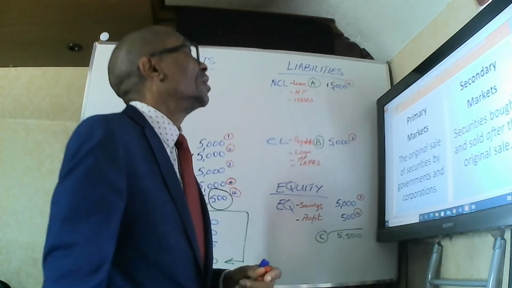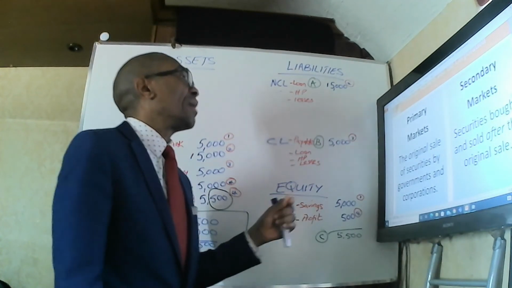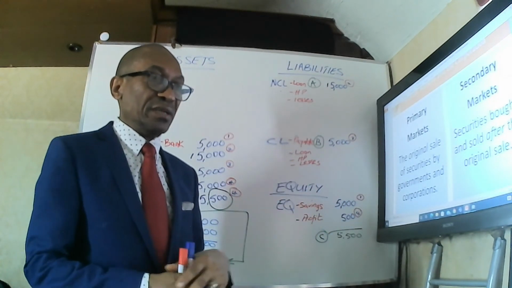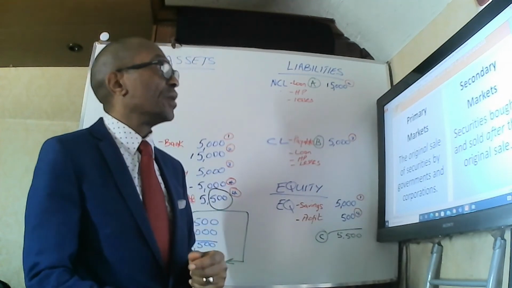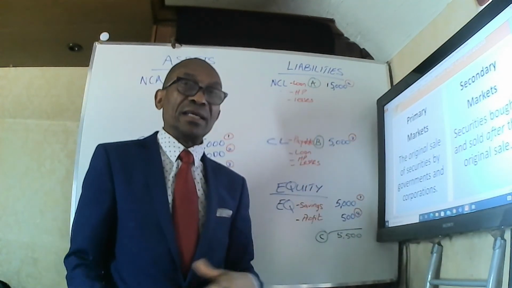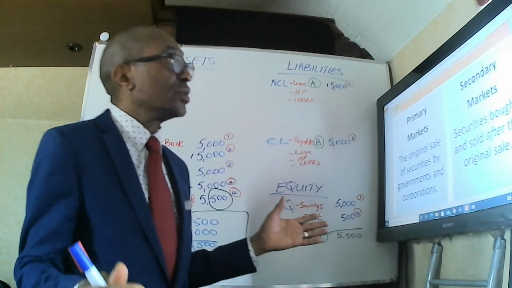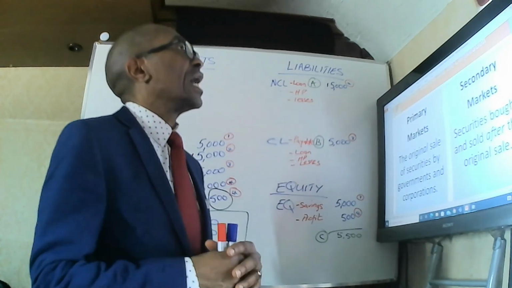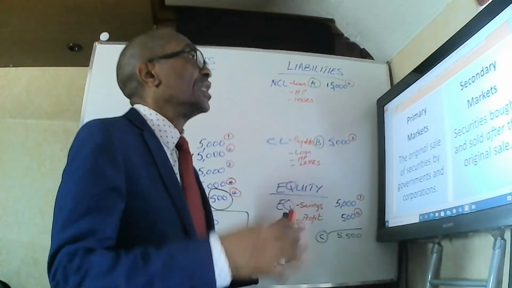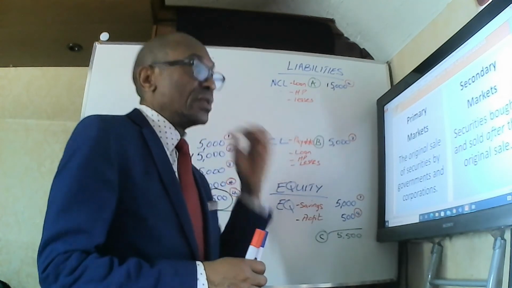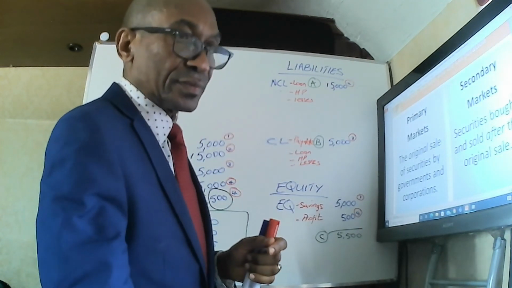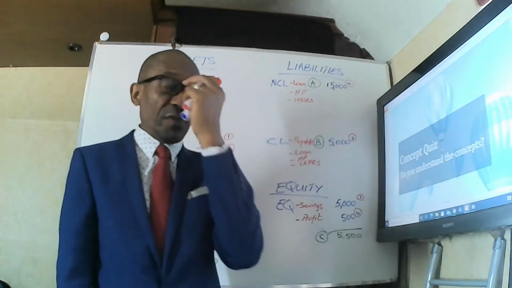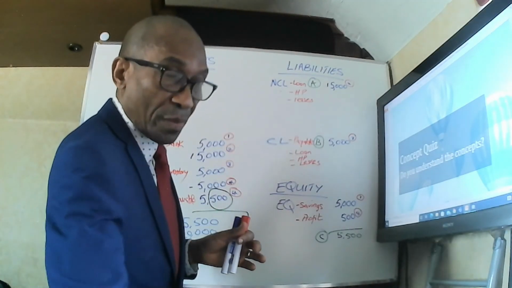There's what we call the financial market and the corporation. We have the primary market, where the original sales of securities by governments and corporations take place. The secondary market is where securities are bought and sold after original sales. Like when shares are issued, you get them in the secondary market where they can be bought and sold. So, with this, I hope you've enjoyed the journey so far on corporate financial management.